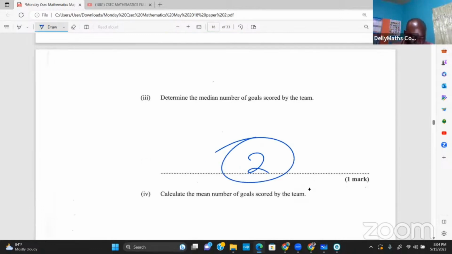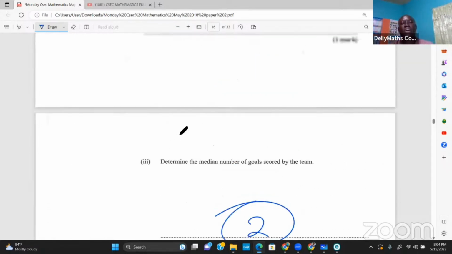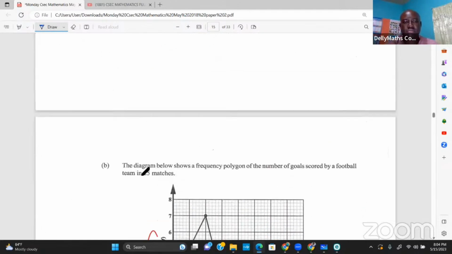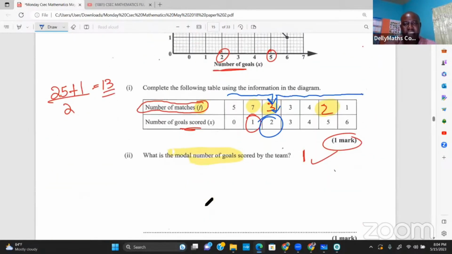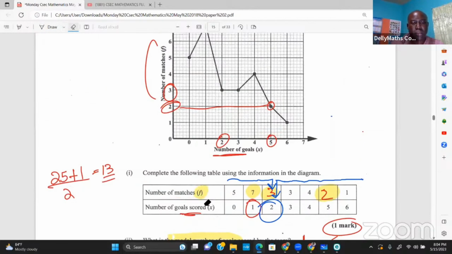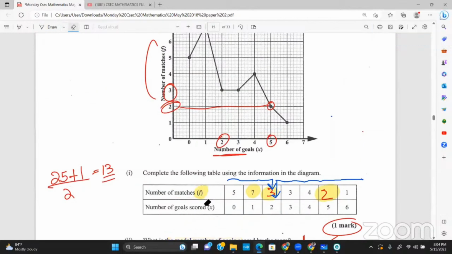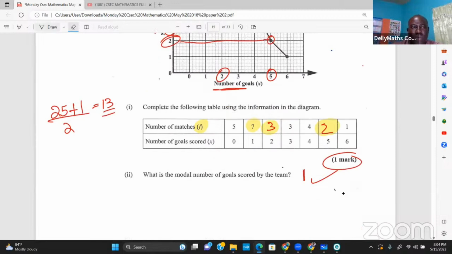All right. So we have that down. Calculate the mean number of goals scored. Mean. I think this is the last. All right, good. Mean. Let's go to the table. Where's the table, guys? Hold on. Oh, right here. The mean number of goals scored. Let me clean up the table a little bit. Mean is sum of fx over sum of f. Yes. So I'm going to put it on top.